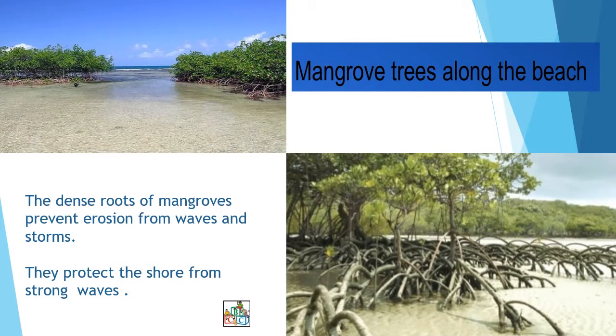Okay, let us read. The dense roots of mangroves prevent erosion from waves and storms. They protect the shore from strong waves. So this is the role of mangrove trees. They are going to protect the shore and prevent it from erosion by waves. Now we are going to get back to our book and read the questions.